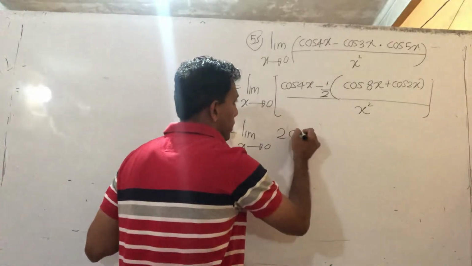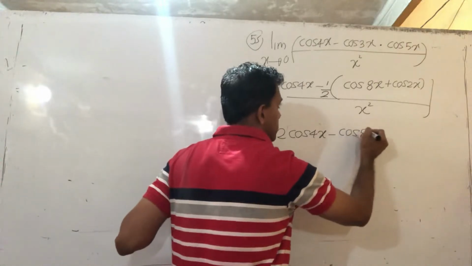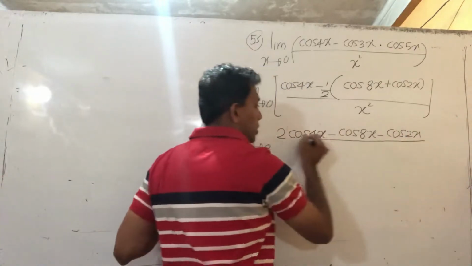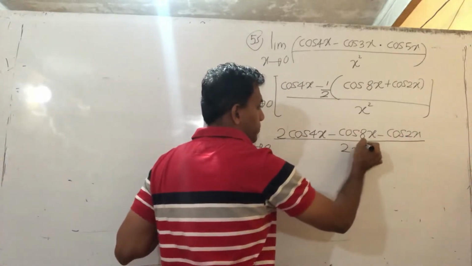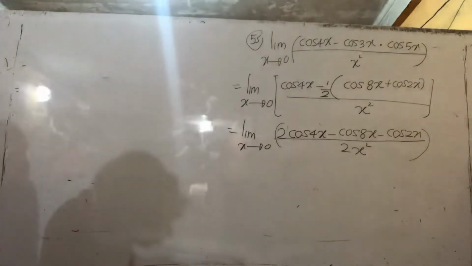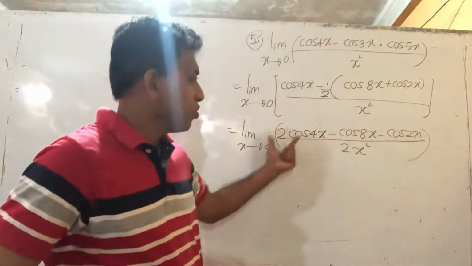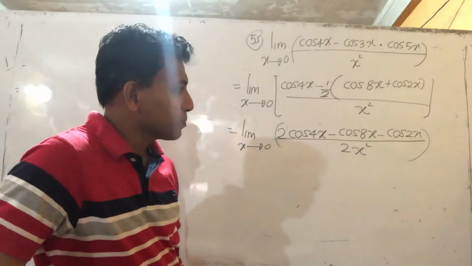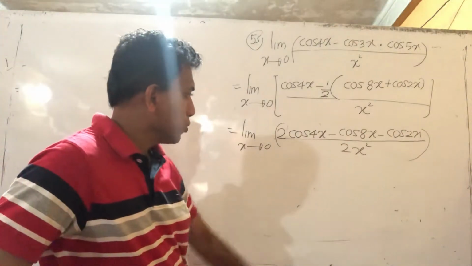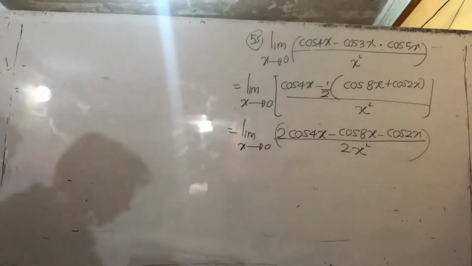So the limit as x tends to 0, writing with LCM, is 2 cos 4x minus cos 8x minus cos 2x, over 2x square. I show the LCM down as 2x square. Still, if you put x as 0, it is a meaningless pattern. Cos 0 is 1, below 0, 1 over 0, infinity. See, is there any other trigonometric pattern you have to apply?